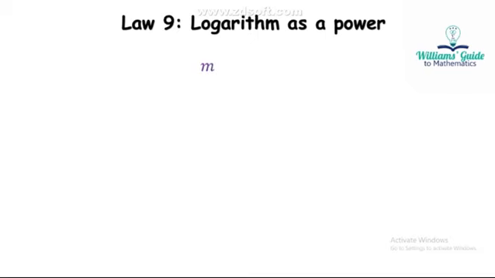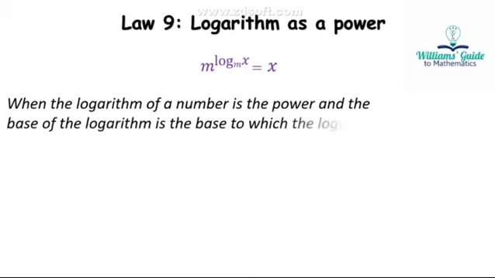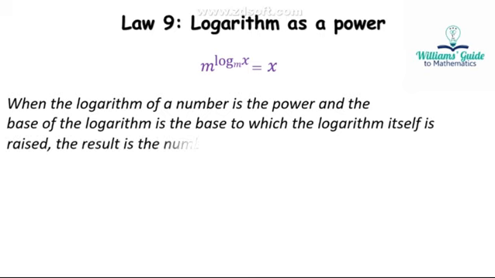The last law, law 9, logarithm as a power: m raised to the power of log x to base m equals x. When the logarithm of a number is the power and the base of the logarithm is the base to which the logarithm itself is raised, the result is the number.